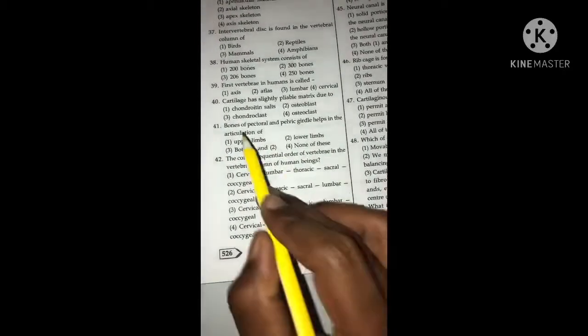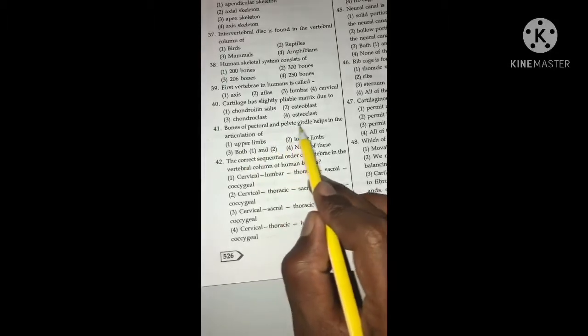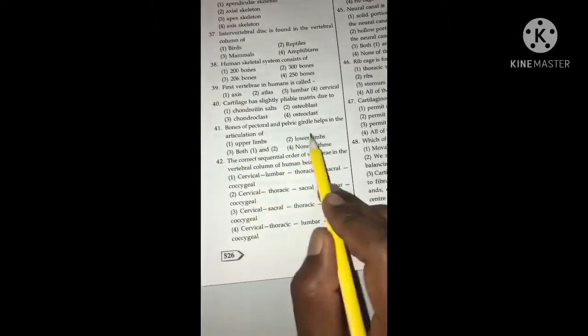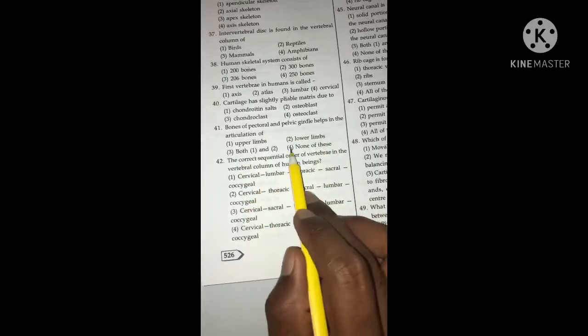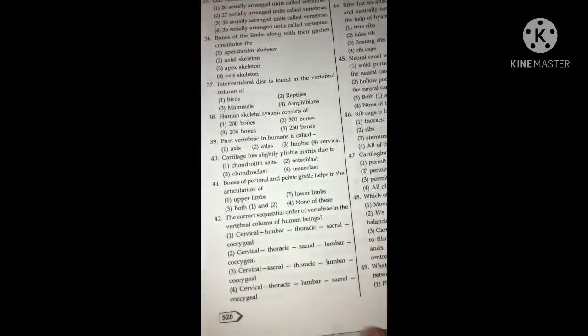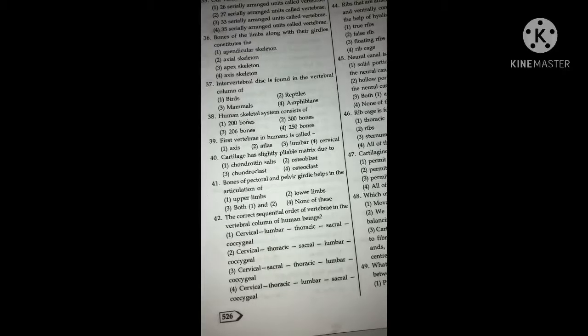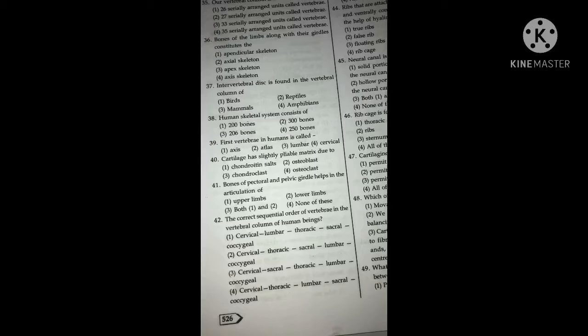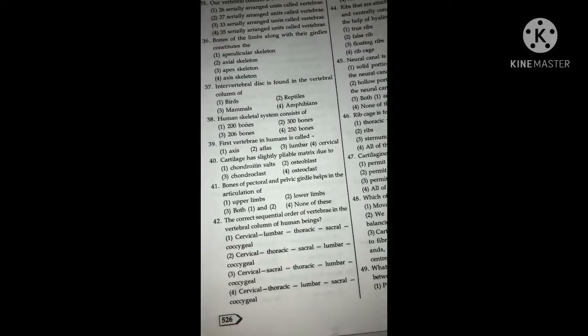Question number 41. Bones of pectoral and pelvic girdles help in the articulation with: upper limb, lower limb, both 1 and 2, or none of these. Bones of the pectoral girdle help in articulation with the forelimb. Bones of the pelvic girdle help in articulation with the lower limb.